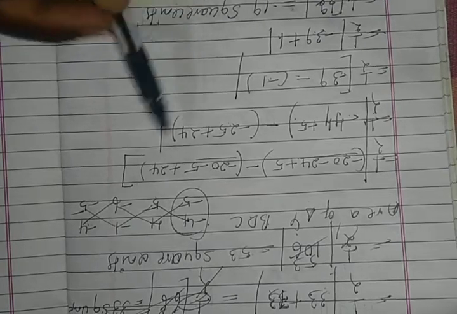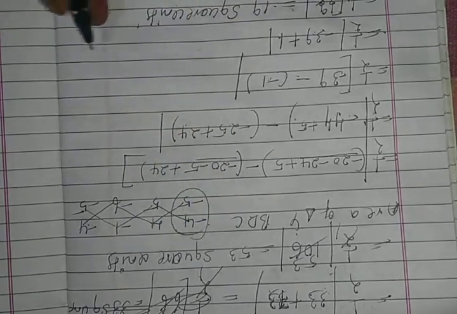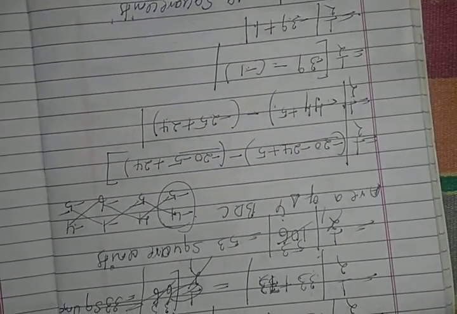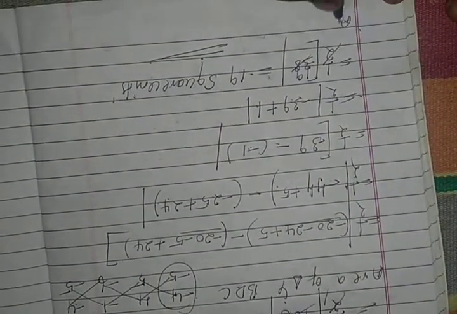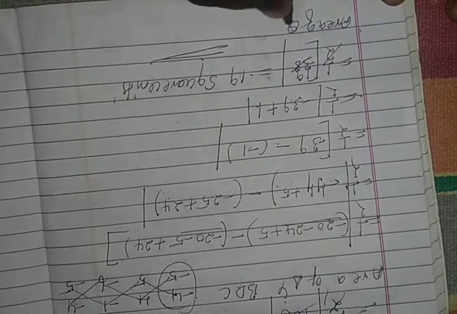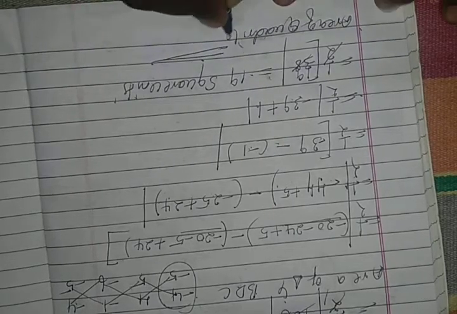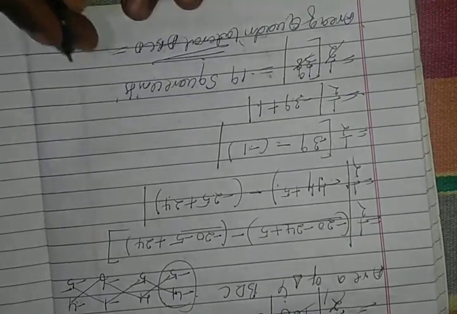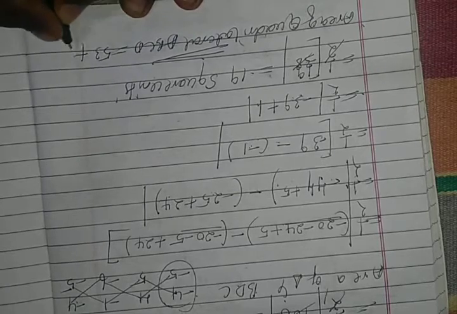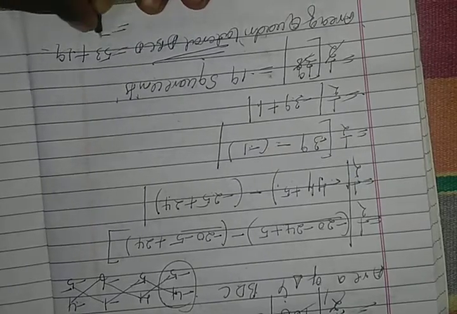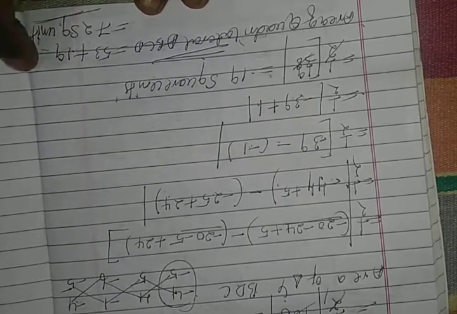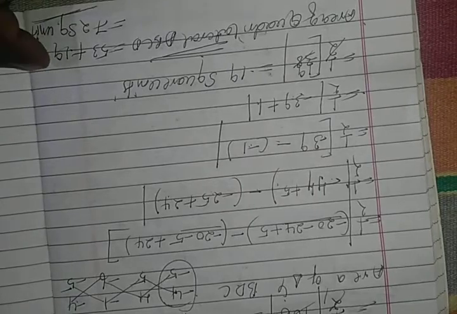So first one is 53 and second one is 19 square units. So the sum of the triangles is the quadrilateral. Let us see. Area of quadrilateral ABCD is equal to 53 plus 19 is equal to 72 square units. 72 square units is the area of the quadrilateral.